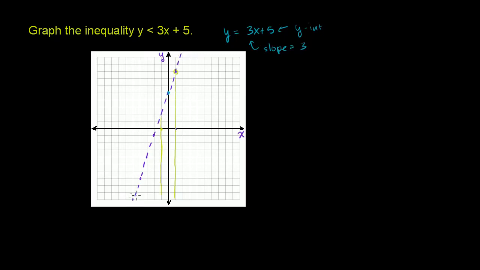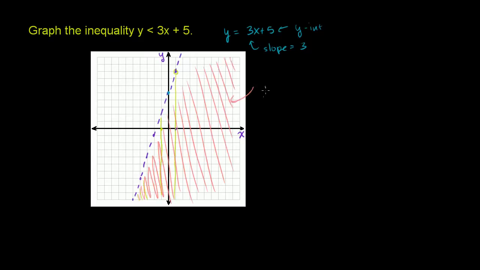So for all of the x's, it's going to be this entire area. It's going to be this entire area. Let me draw it a little bit neater than that. It's going to be this entire area that's under the line. I'll do it in this orange. It's a little easier to see. So this entire area under the line is y is less than 3x plus 5.